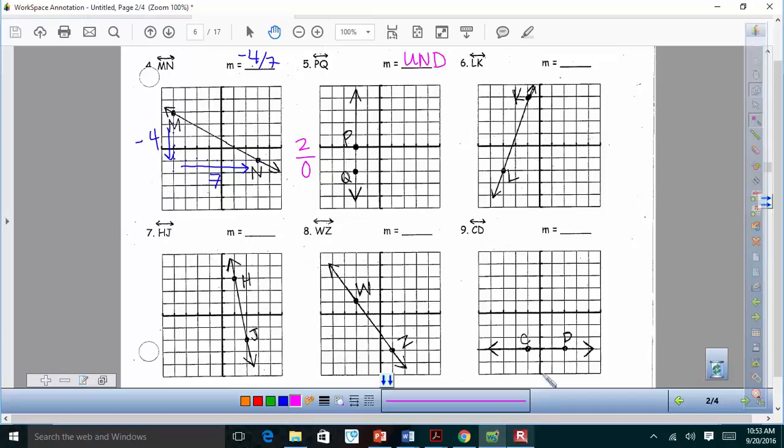Okay. What about if we have one that goes straight horizontally? It is 0. Very good. So this slope right here would be 0 because we didn't go up or down at all. So that's 0. We only went to the side 3. 0 over 3 is 0. Okay. Do we need more examples of how to count slope? All right. Yes.